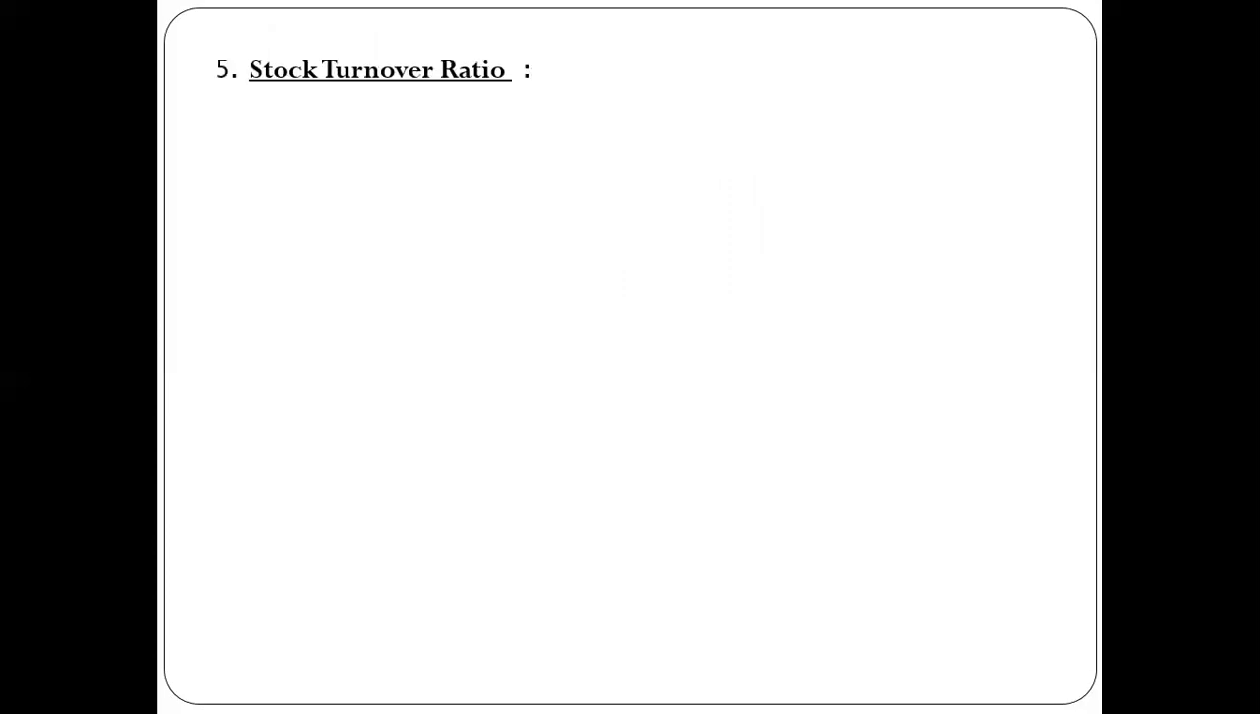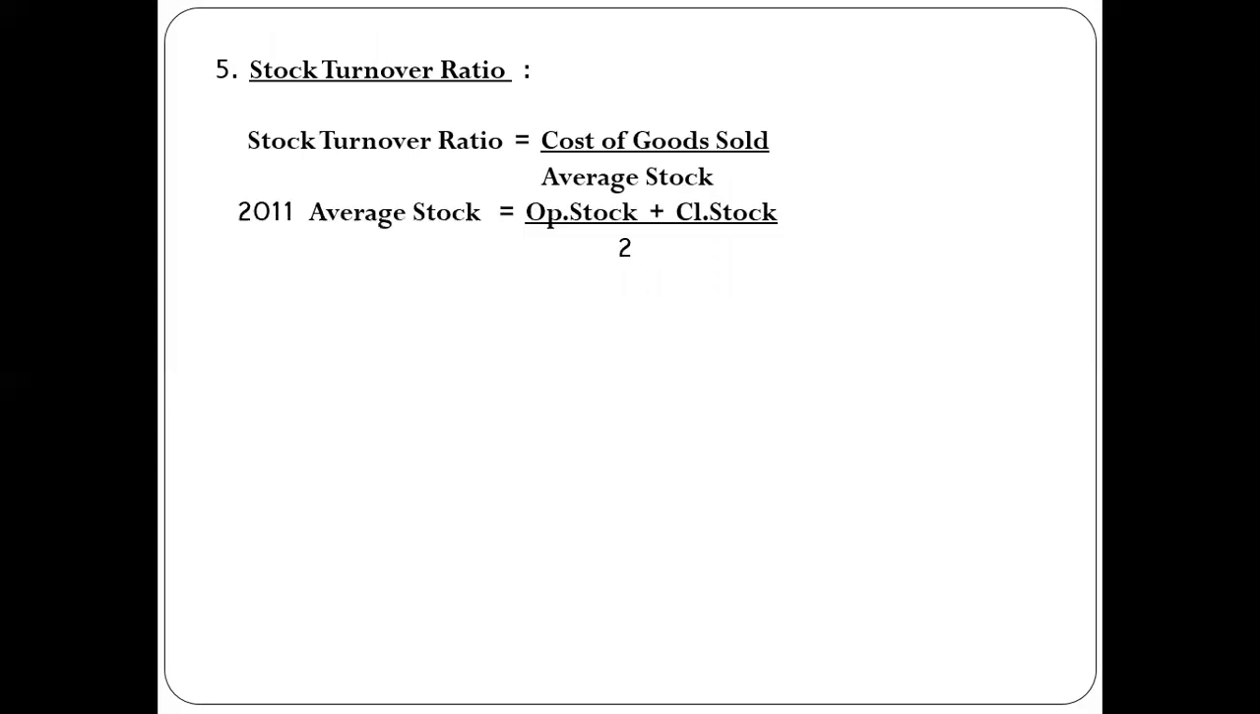Now we will find out the stock turnover ratio. Stock turnover ratio's formula is cost of goods sold divided by average stock. Average stock is equal to opening stock plus closing stock divided by 2. Cost of goods sold, we are already having the amount. So we have to just find out the average stock. In 2011, we will write down that 40,000 is opening stock. It is given in the additional information and 60,000 is closing stock. So we will divide 1 lakh divided by 2 is equal to 50,000.